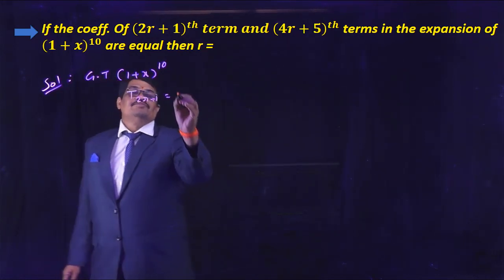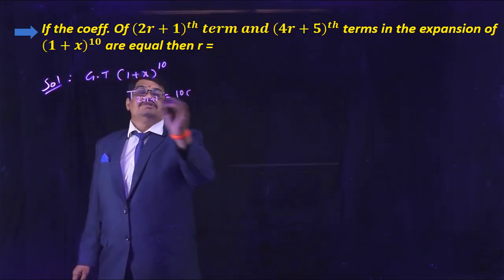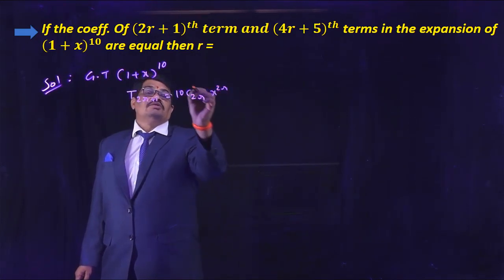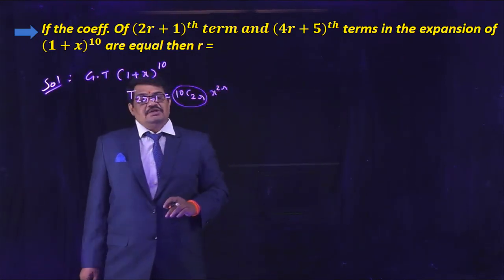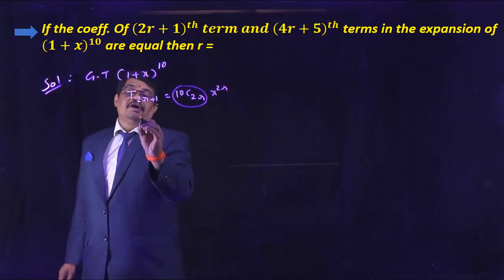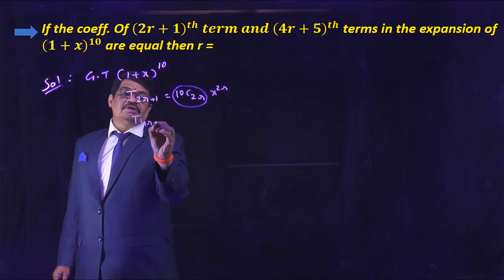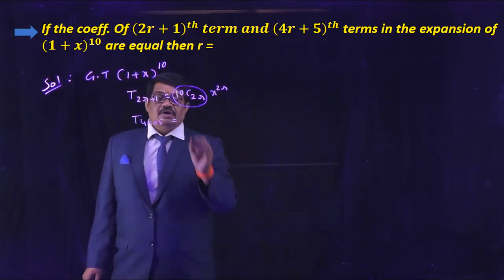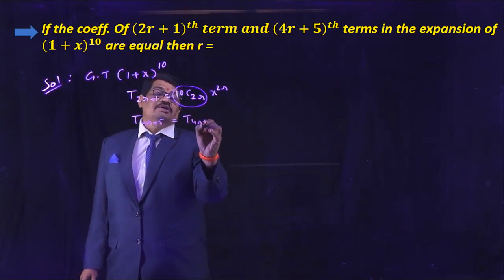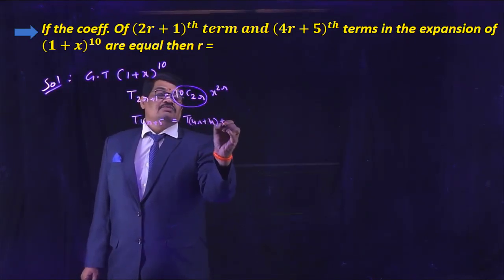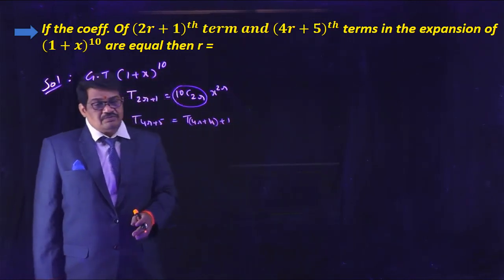That is 10C(2r) x to the power of 2r. Here the quotient is 10C(2r). Next, what is the term (4r+5)th term? That can be written as 4r+4+1. This 5 can be written as 4+1.